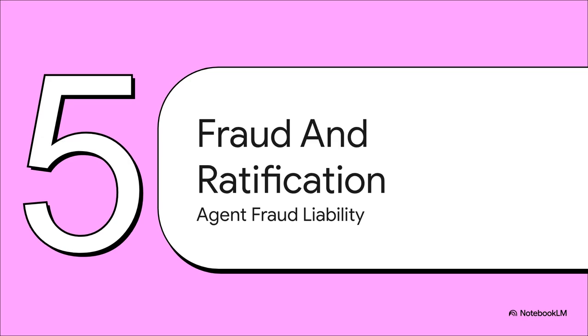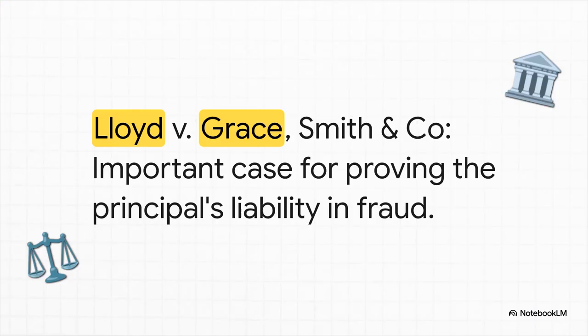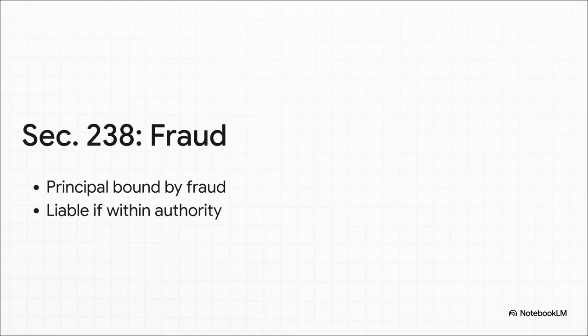Now, Section 5, Agent Fraud and Ratification. What happens when things go legally wrong? Note this absolutely critical case law. Lloyd versus Grace, Smith, and Co. This is your second mandatory case law deep dive. Point 3, principal bound by agent's misrepresentation or fraud under Section 238. If committed within authority, the principal is liable.